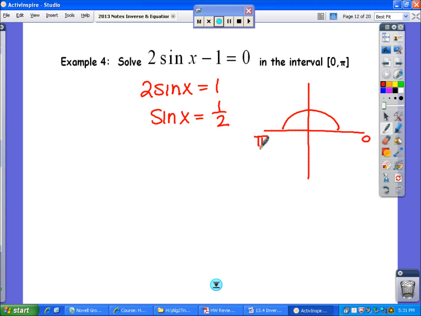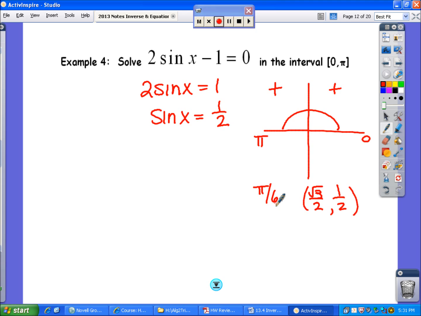So in these two quadrants, where is sine positive? Well, sine's positive in both the first quadrant and the second quadrant, so we're going to have two answers here. All right, what family has sine of 1/2? Hopefully you said the 30-degree family, so pi over 6.